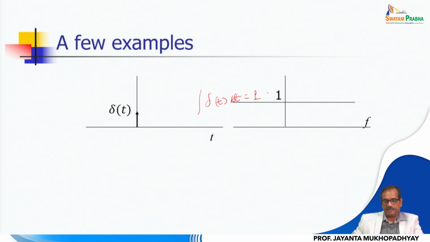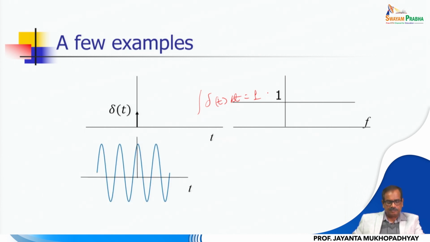But if I take the frequency domain representation, the Fourier transform of this Dirac delta function, you know that it will give us a uniform, constant function over frequency. So, this is how the Dirac delta function behaves in the frequency range.